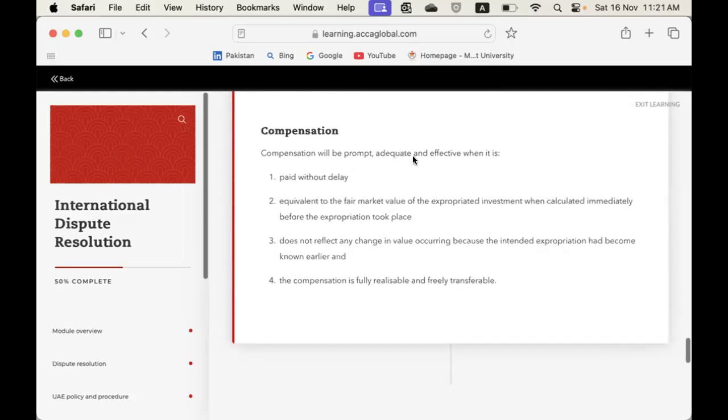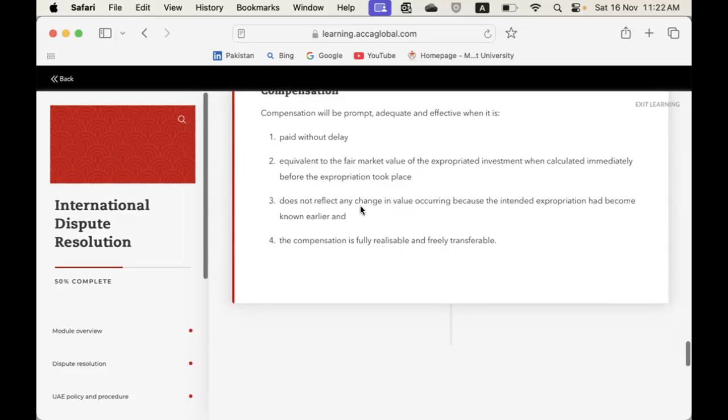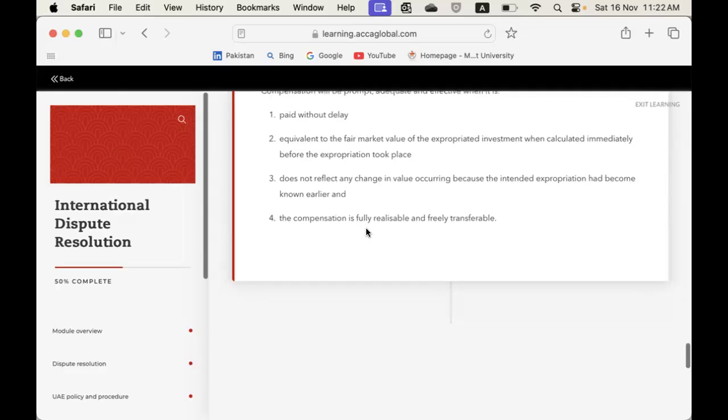Compensation. Compensation will be prompt, adequate, and effective when it is paid without delay, first of all, and equivalent to the fair market value of the expropriated investment when calculated immediately before the expropriation took place. So this is the scenario where the worst fears have happened. Assets were expropriated. Even in that case, there are certain protective clauses. First of all, the compensation for the assets taken away should not be delayed. Secondly, fair market value, the arm's length principle, must apply. It does not reflect any change in the value occurring because the intended expropriation had become known earlier. So, market sentiment: just because there was news in the market that this country is about to nationalize industries, suddenly the market value went down, the share price went down. That will be disregarded while calculating the compensation.